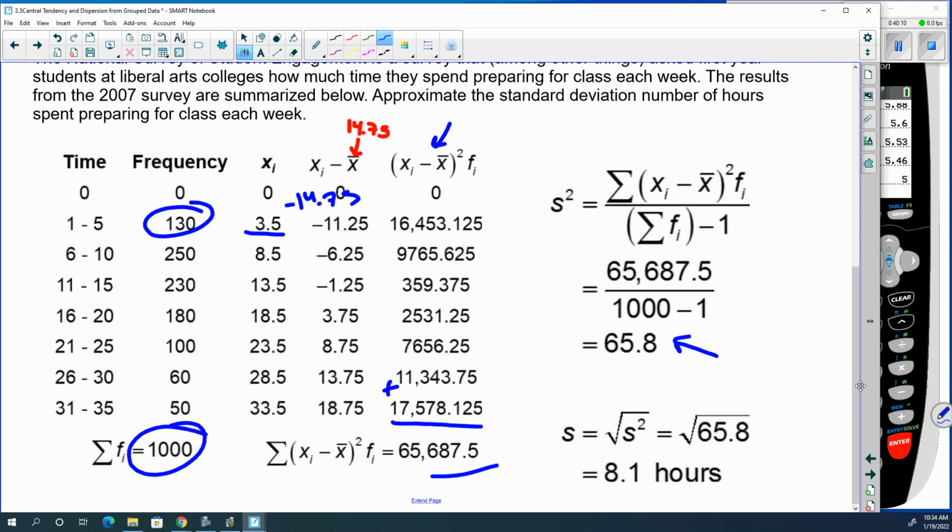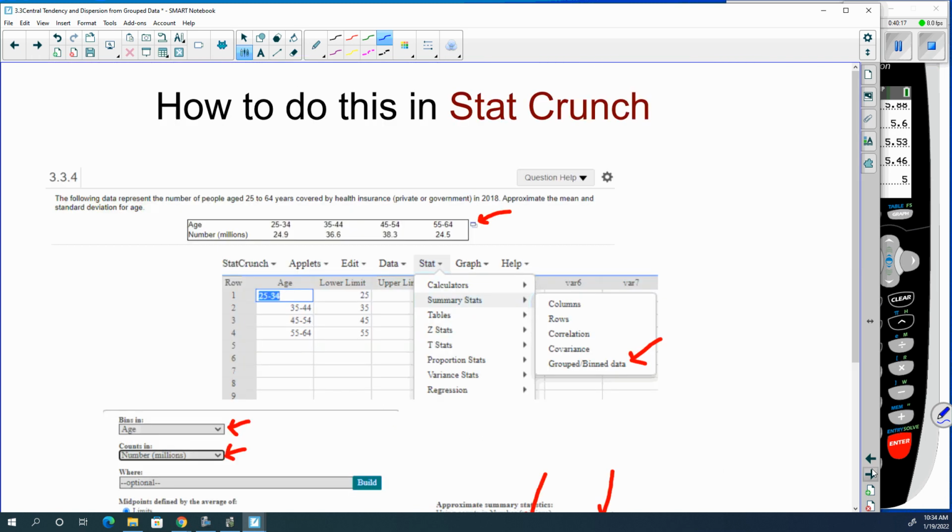Again, we're going to use StatCrunch to do all of this. But this is what the formulas are. Not very fun to use. Okay, so now how to do this in StatCrunch.